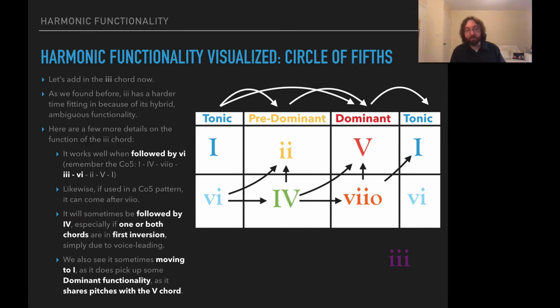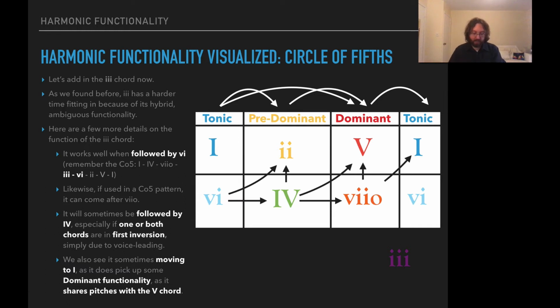If we remember the circle of fifths progression, we notice that it moves 3 to 6 when we get to the middle, 1 to 4 to 7 to 3 to 6. So that works fine. Likewise, if used in a circle of fifths pattern, it can sometimes move to 7 diminished. Oftentimes, we'll see it be followed by a 4 chord, especially if one or both of those are in first inversion. The voice leading just works out really, really well there.